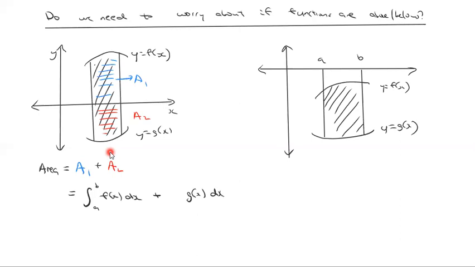It's negative. Yeah, it's negative, because it's under the x-axis, right? Which means plus negative means it's minus. And in that case, that just means it's going to be fx minus gx.